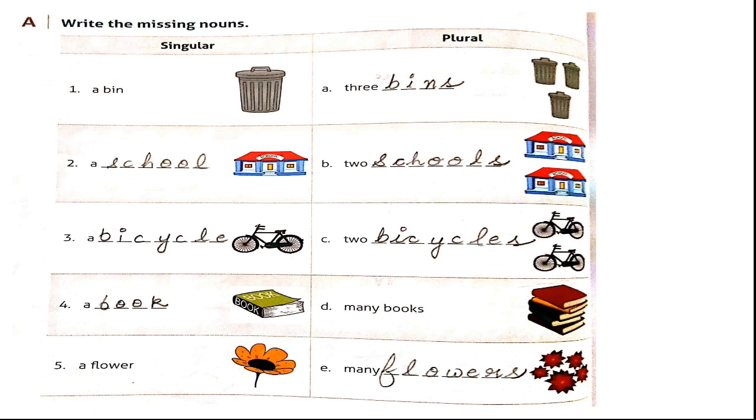See the first one under the heading plural. How many bins are there? 3 bins. Simply you are going to add s to it. Similarly, second one, you can identify from the picture a school. And in the right hand side, 2 schools. Fine? So do this using the same concept.